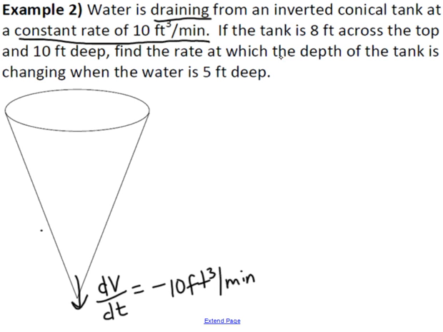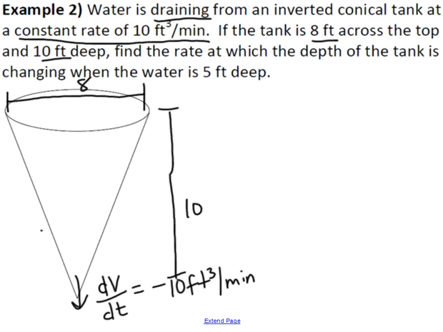And then they give us some more information. If the tank is 8 feet across the top, so we have our diameter is 8 feet. And 10 feet deep. Find the rate at which the depth, so now they're asking you what to find, the rate at which the depth of the tank is changing when the water is 5 feet deep.